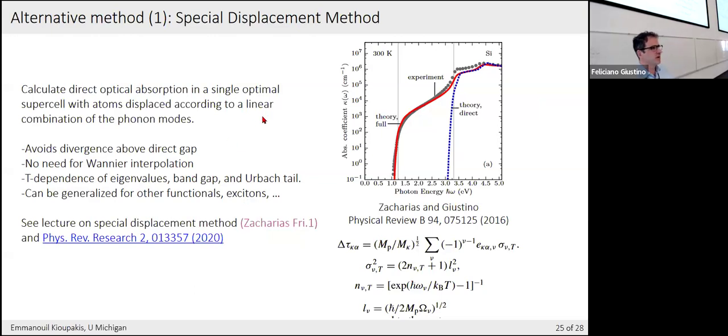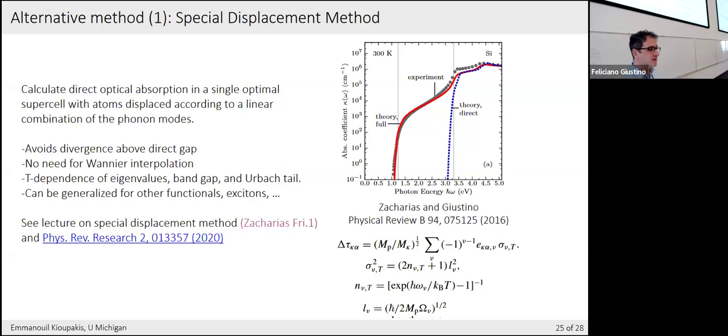So instead of using the unit cell and doing second-order perturbation theory, what you can do is create a supercell that is a multiple of the fundamental cell of the crystal, but you displace the atoms according to a special linear combination of the phonon modes. And Marios will discuss why this particular combination and how to build it. But by doing that, you incorporate the effect of phonons in your initial structure. So your initial structure has the phonons already incorporated.